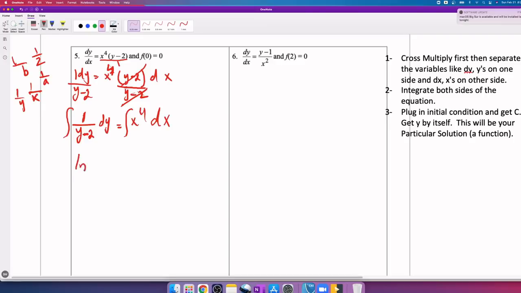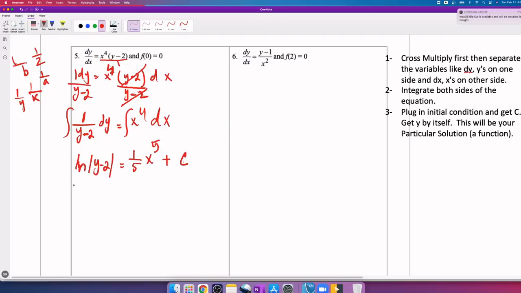So it's going to give me ln absolute y minus 2. I got that. Equal, the dy disappears, the integral sign disappears. x to the 4 means 1/5 x to the power 5. I'm doing 1/5 already because it makes it easier than x to the power 5 divided by 5. And I have a plus c. Now I got all of that.